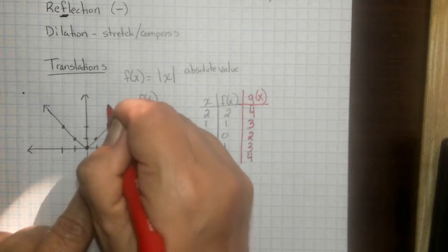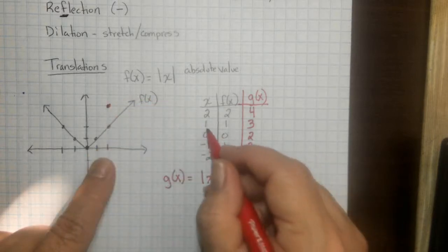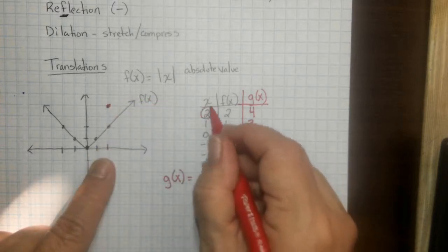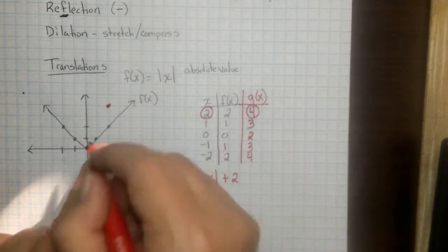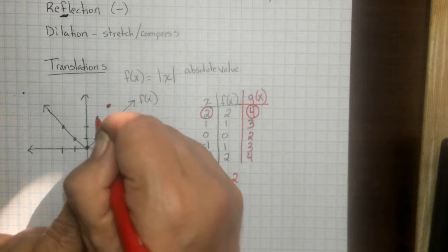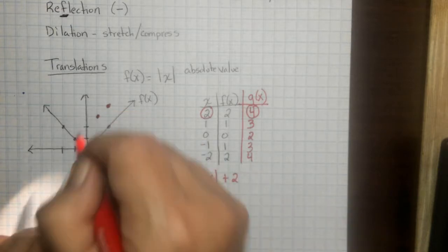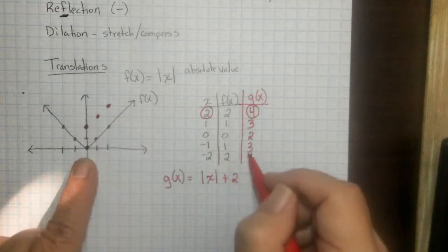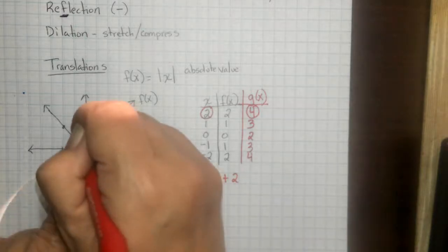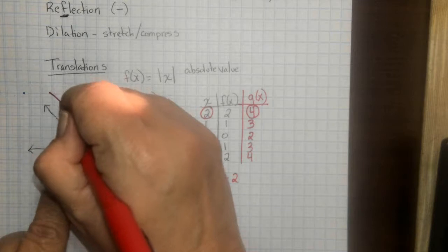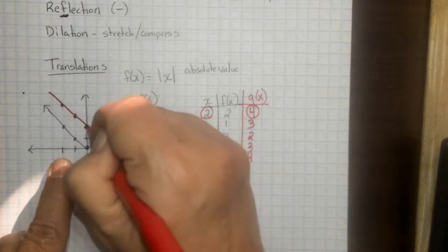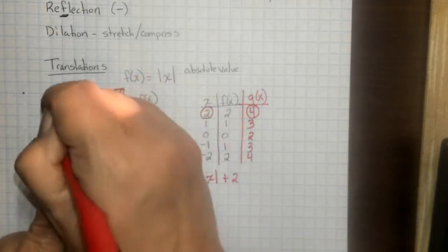2, 4. So I'm graphing input and output now. So 2, 4. 1, 3, 0, 2, negative 1, 3, and negative 2, 4. And now this is g of x.